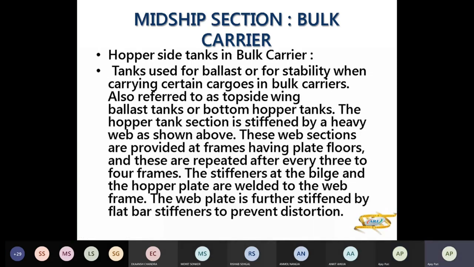Then about hopper tanks, these are used for ballast or for stability when carrying certain cargoes. These are also known as topside wing tanks or bottom hopper tanks. So the hopper tank section is stiffened by heavy webs, and these web sections are provided at frames having plate floors, and they are repeated every 3 to 4 frames. So the distance between the web sections is 3 to 4 frames, that is about 3 to 4 meters, because the frame distance in cargo area should not be less than 1 meter. So stiffeners of the bilge and hopper plating are welded to the web frame. And this web frame is further stiffened by flat bar stiffeners so that you don't have distortion.